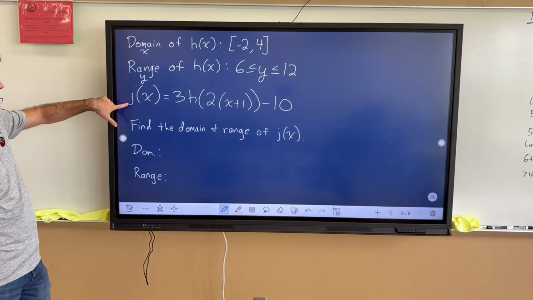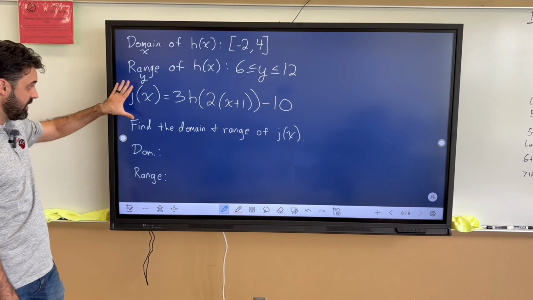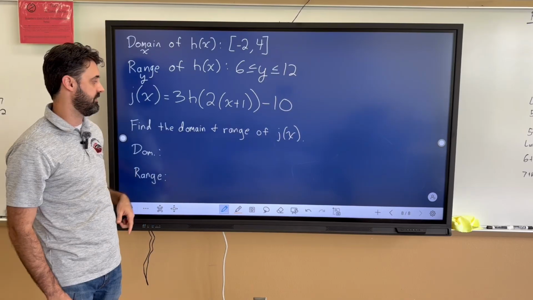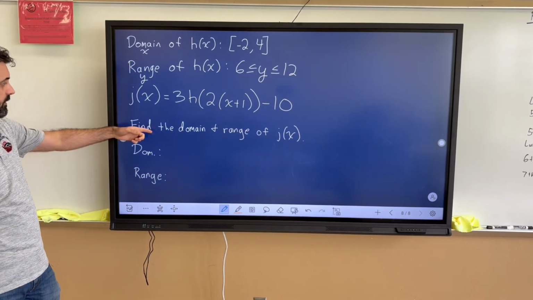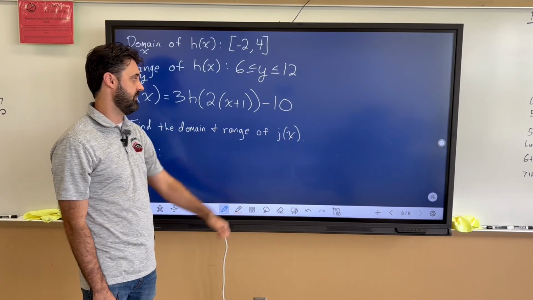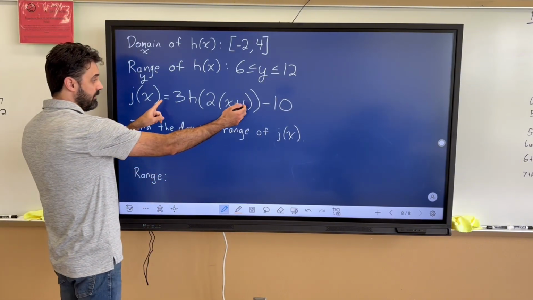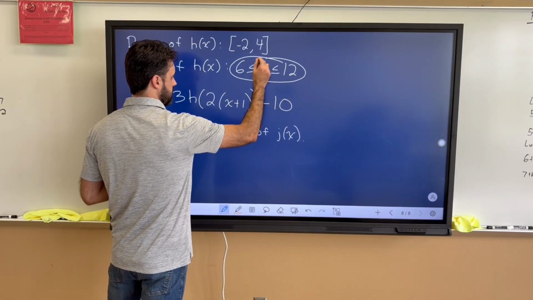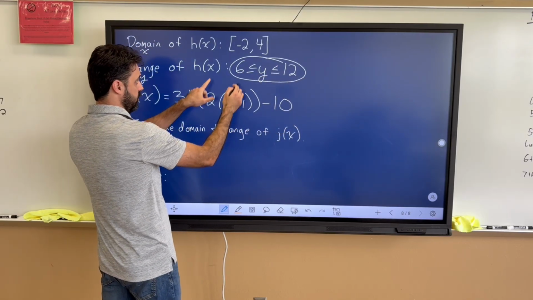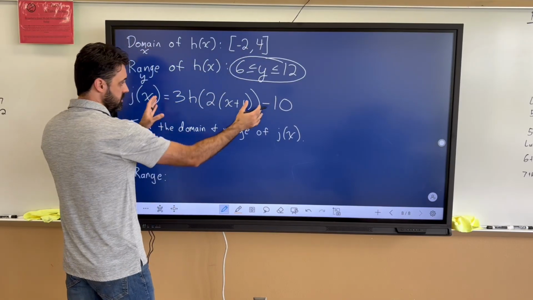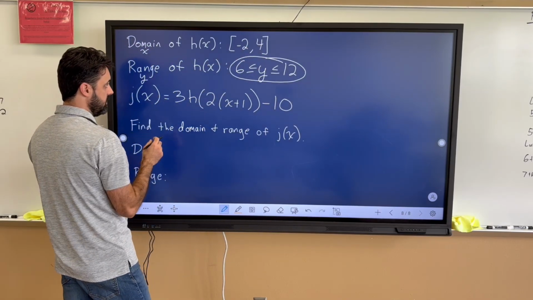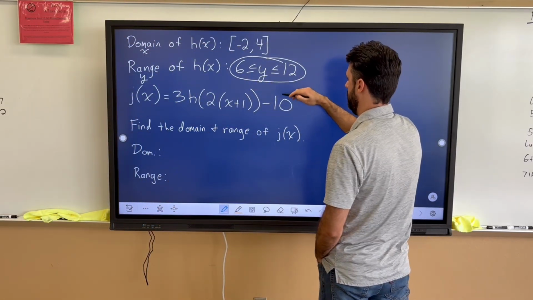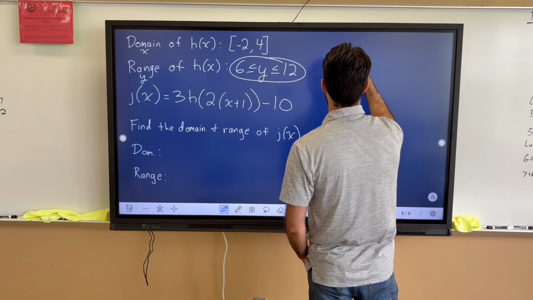All right, so we have the domain of a function and the range. Remember, domain is always x, range is always y. Now we've got a new function, j of x. So before it was h of x, now we have j of x. And j of x is a series of transformations on h of x. So we're going to figure out the domain and range of this new function, j of x. So again, whatever's outside is going to affect the y's. So it's only going to affect the range, whatever's outside. Whatever's inside will affect the domain.